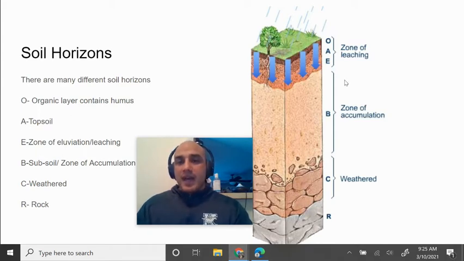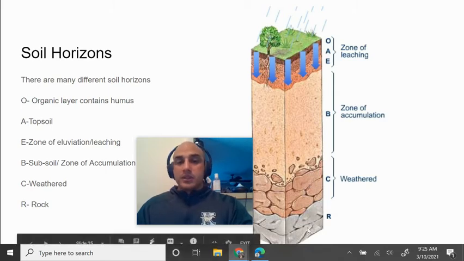So think about that. This whole area here is the zone of accumulation. All right. We also have the letter B here because this could also be known as the subsoil. So we have O, organic layer, topsoil, subsoil, weathered rock, and then complete rock down here. The zone of leaching is going to basically include the O, the A, and E.